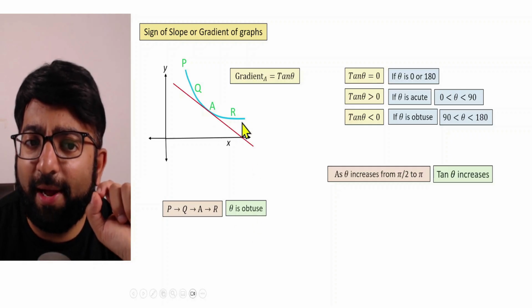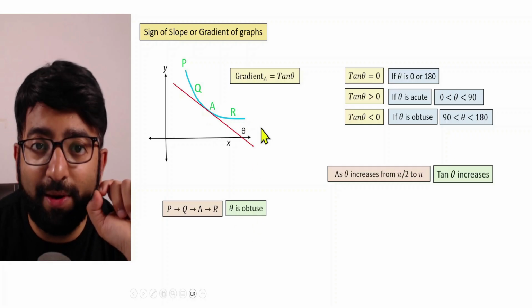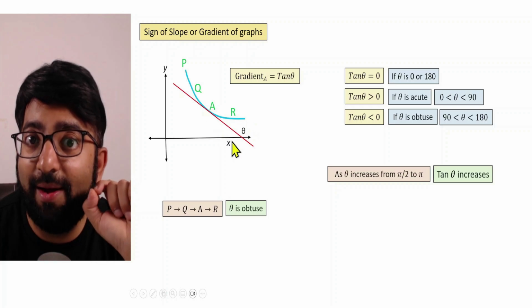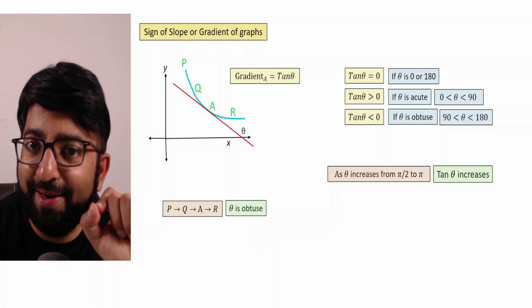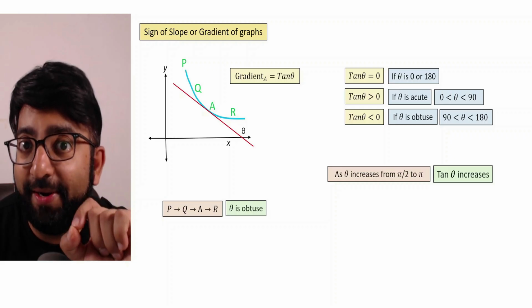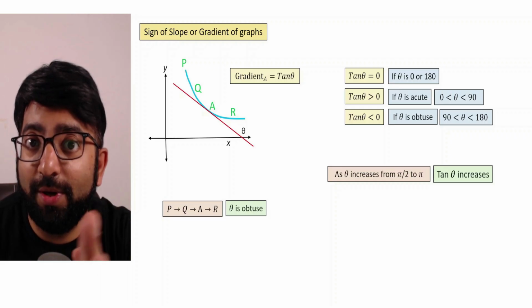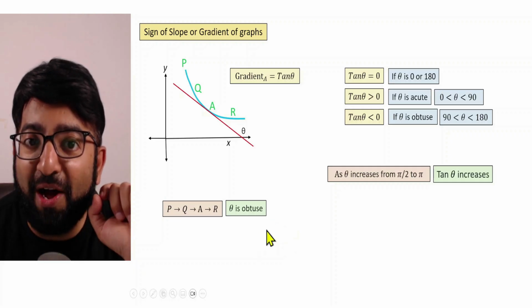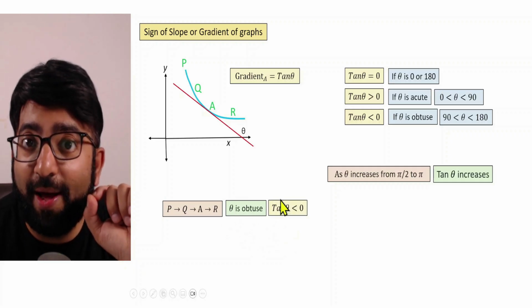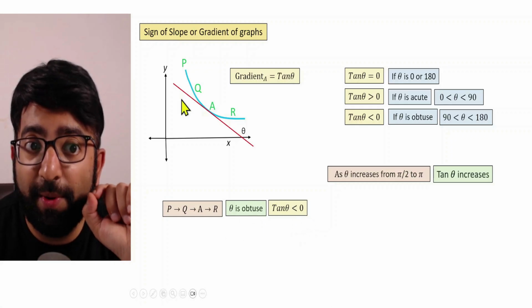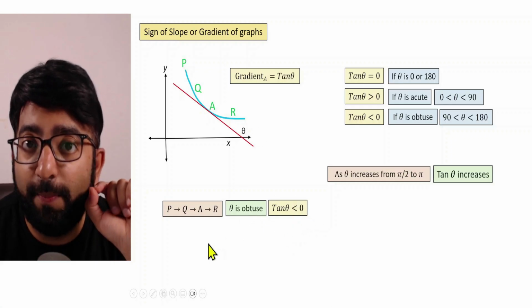At R, if I draw a tangent, let's say that tangent is parallel to the x-axis. In that case, the angle will be 180 degrees. But incidentally, the angles 0 degrees and 180 degrees are actually the same. Hence, tan 0 and tan 180 both are equal and equal to 0. Now, since the angle is obtuse, the value of tan theta will be negative, which means the gradient at all these points will be negative.